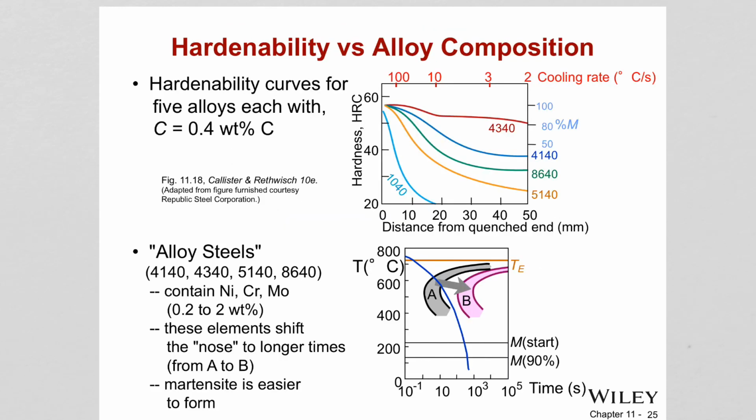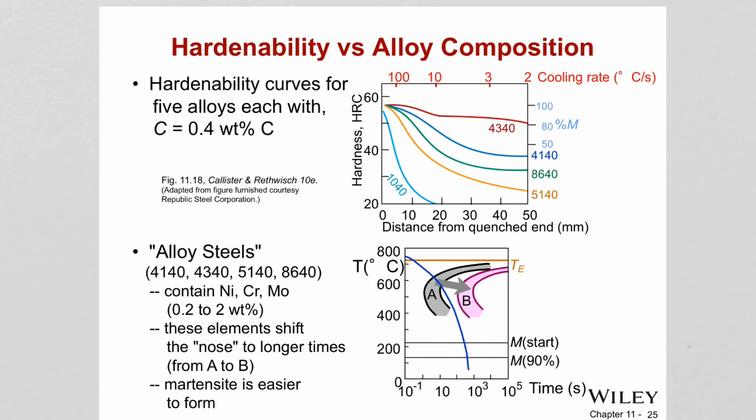So in the first figure we are seeing hardenability curves for 5 different alloys, each with the same amount of carbon. So 4340 alloy, which was the alloy of nickel, chromium, and molybdenum.